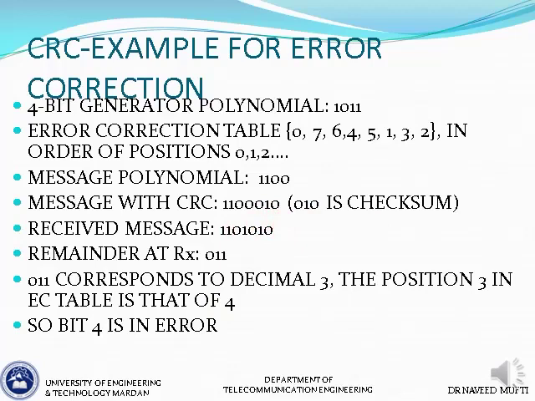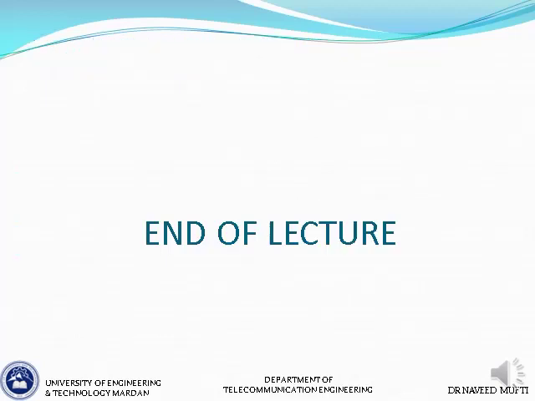So it identifies the error location, and then obviously once you know which bit is in error, the correction is very simple. You simply change the value of the bit. So if it is a 0, it becomes a 1. If it is a 1, it becomes a 0. So that is how the error correction takes place. Okay, so that's the end of this lecture. Thank you.